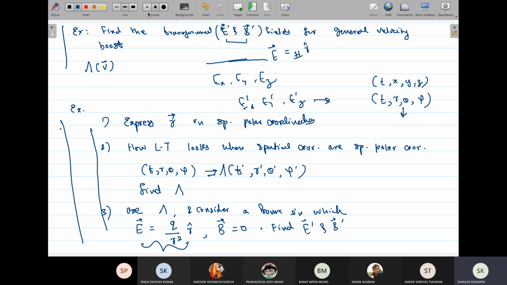Is this clear? Unless you do these kinds of things, you will not understand. All these indices and tensors and everything is fine, but ultimately you have to do some useful calculation. Any question?